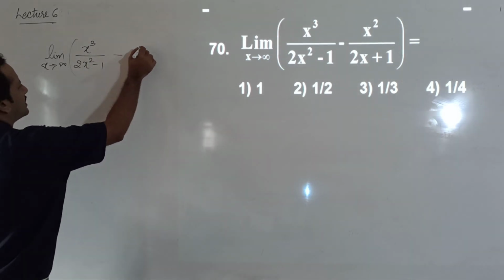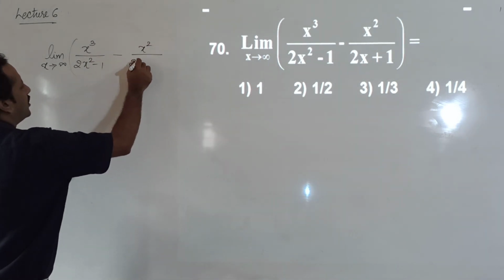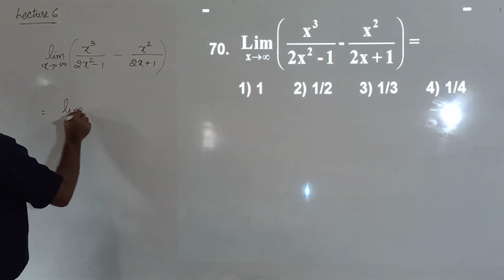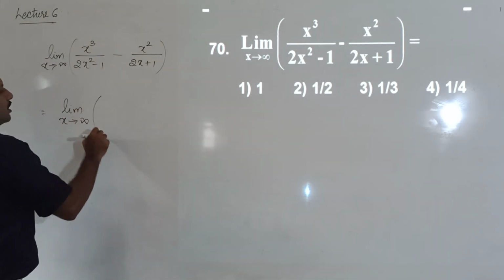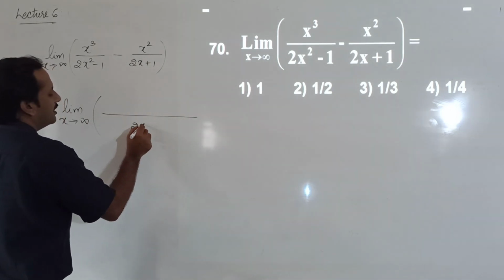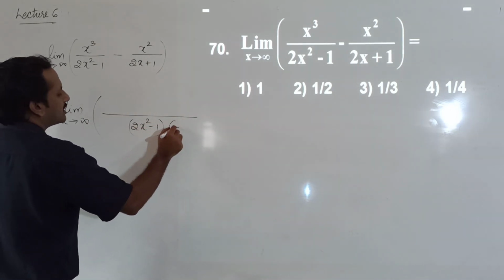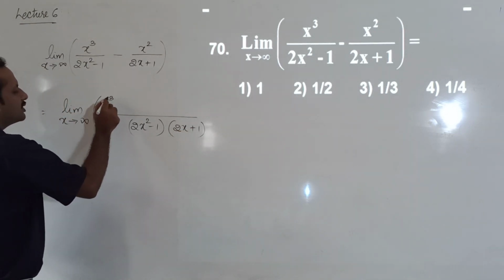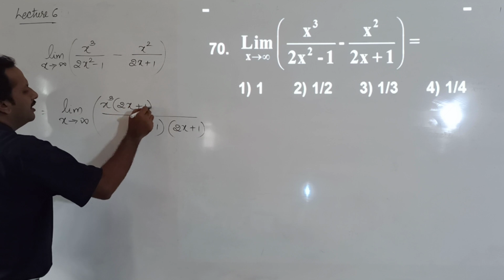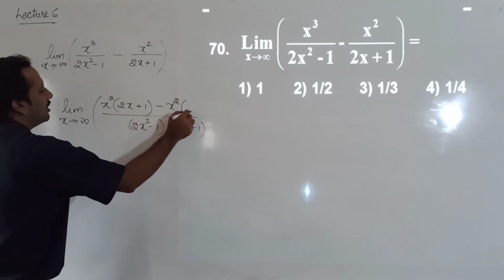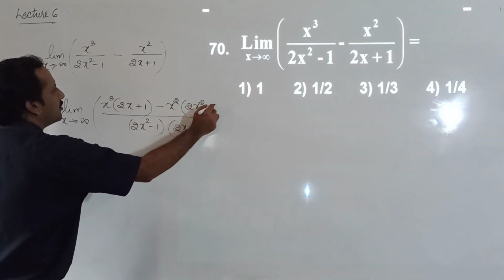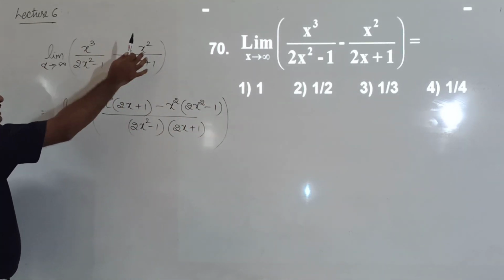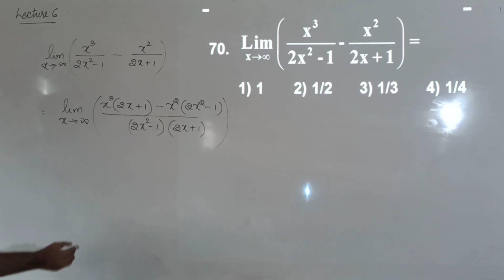So we have minus x square by 2x plus 1. Let us simplify this. I will take LCM here. LCM is 2x square minus 1 into 2x plus 1. This is the LCM. The numerator will be x cube into 2x plus 1 minus x square into 2x square minus 1.